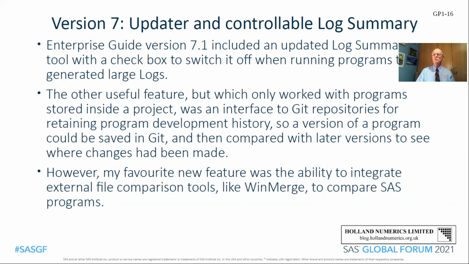Another useful feature was program history, which used an interface to Git repositories, local repositories, that is, which would retain the program development history. This was fine, only relied on the program still being in the project rather than links to external files. So you couldn't get a history of a linked program in a project, only a project resident program.